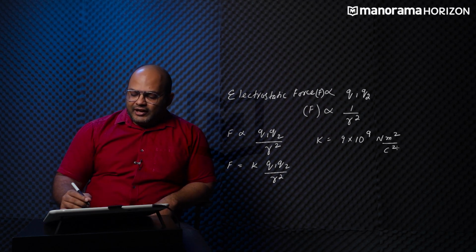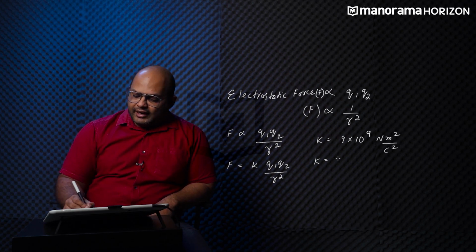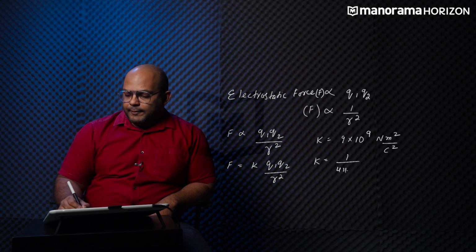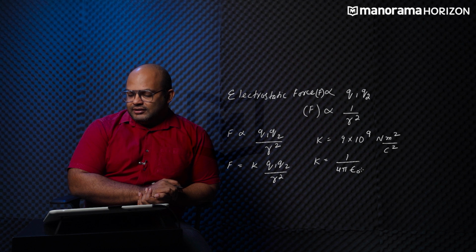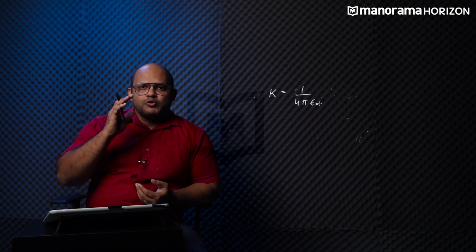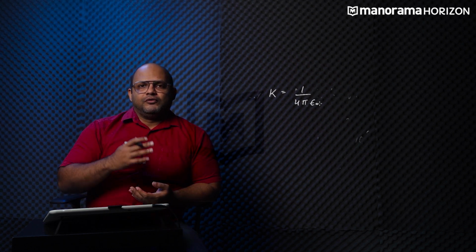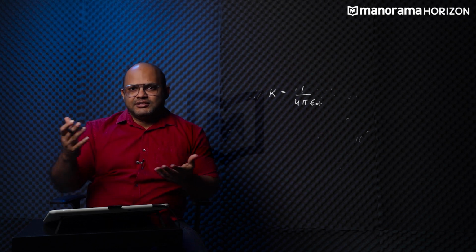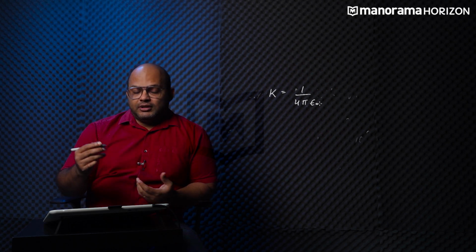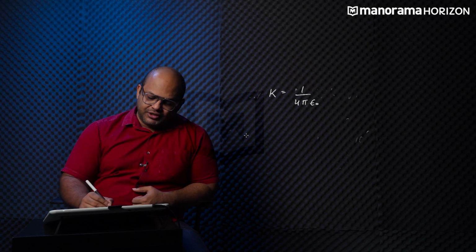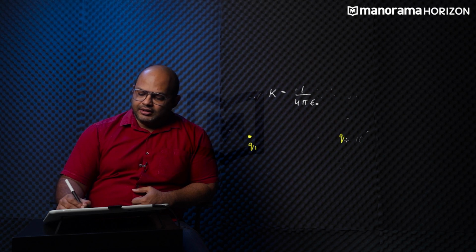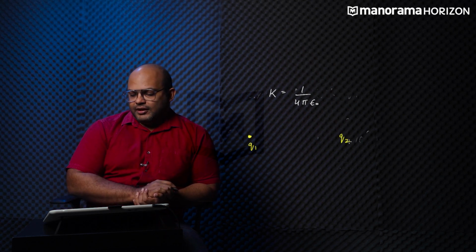Now here the value of K can be written as 1 upon 4 pi epsilon naught. Let's understand what this means in more detail. So I just said that K is equal to 1 upon 4 pi epsilon naught. Now pi has its usual meaning as it is in maths and physics. So what does this sign epsilon naught stand for? Think about two charges. We have two charges in free space. So here we have Q1 and here we have Q2.